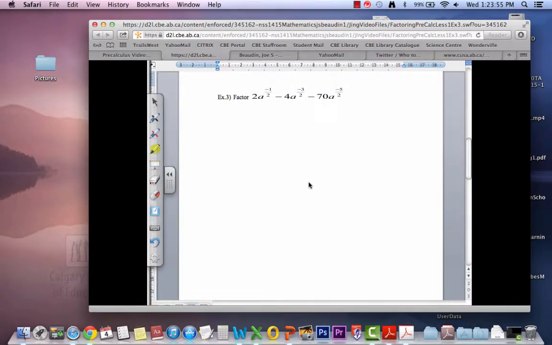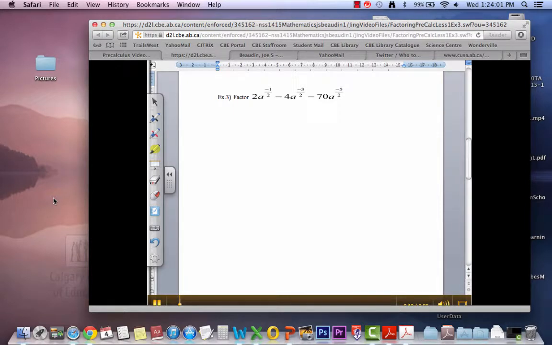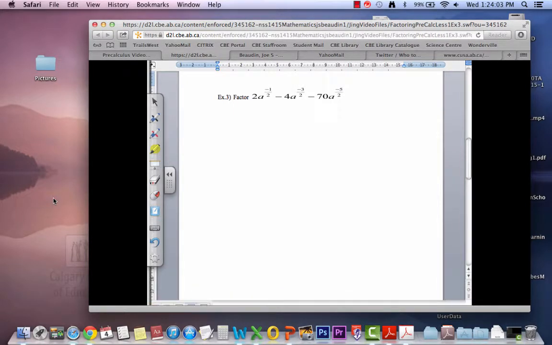Okay, so we're going to factor this expression. It's got three terms in it. So the first thing we'll look for is the greatest common factor that could come out of all these terms. So hopefully we're all okay with the fact that each of these is an even number. So we'll take out, for sure, a 2.